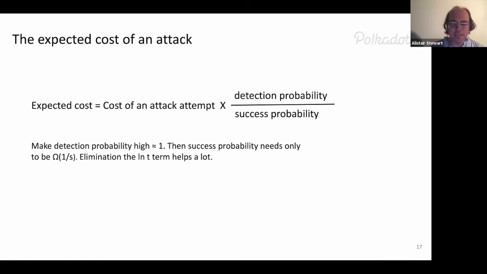So in particular, if the cost of an attack attempt is 1 over S, and we can make the detection probability close to 1, then the success probability only needs to be bigger than about 1 in S, where S is the number of stakes in the system. And we can make it higher. You can even make it higher than the total money in the world. It's just a question of how to make this small. And one of the nice things, compared to the formula I had before, is that we don't need to consider how many times the system can be attacked, right?